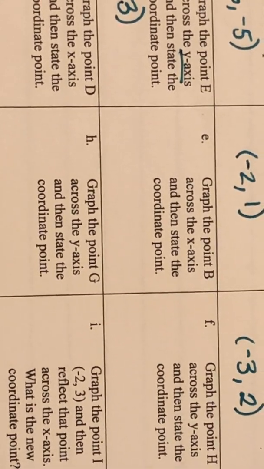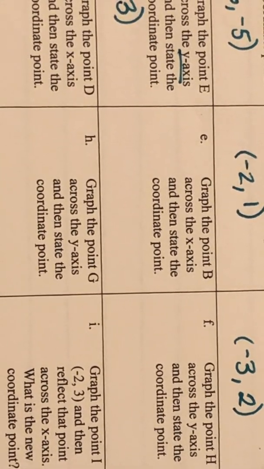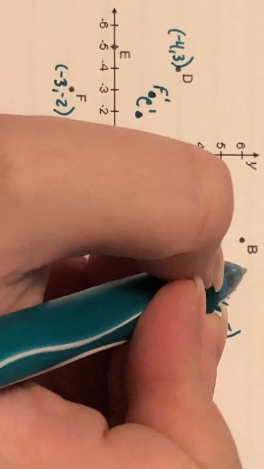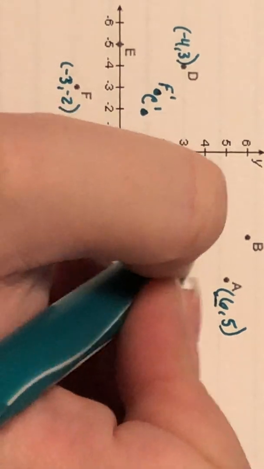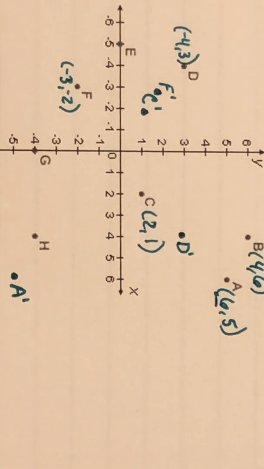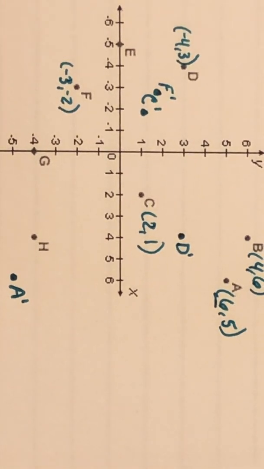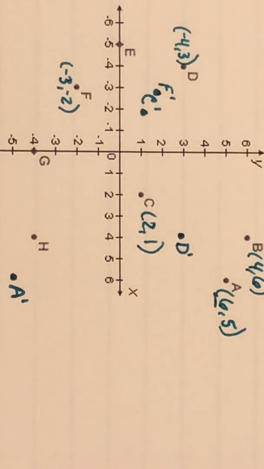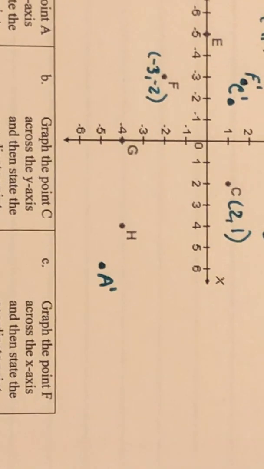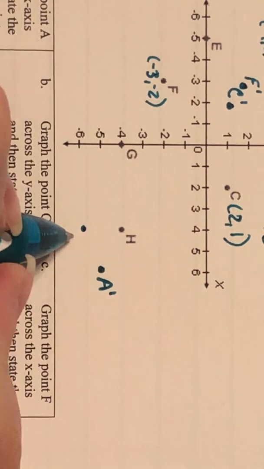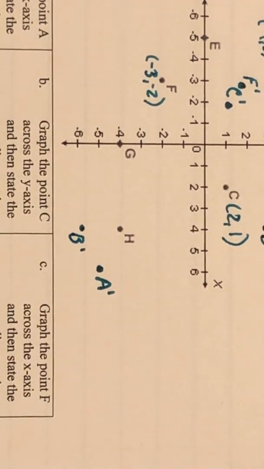Letter E, graph the point B across the x-axis. So here's point B. Point B is (4, 6), going across the x. So that means x stays the same, y changes. So (4, -6). Come down here, 4. That's B prime. Okay, there's my coordinate point.